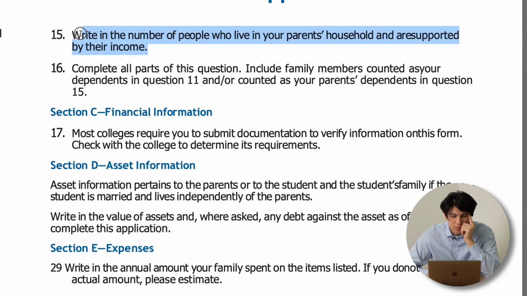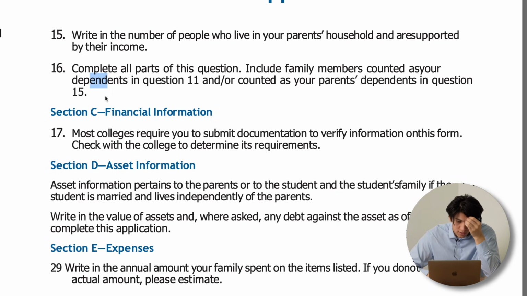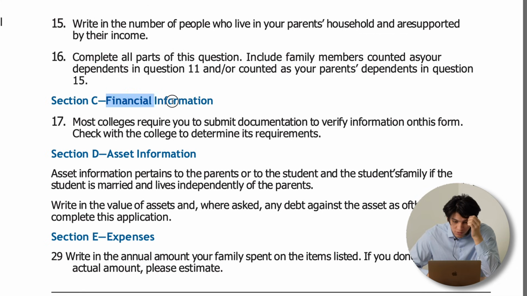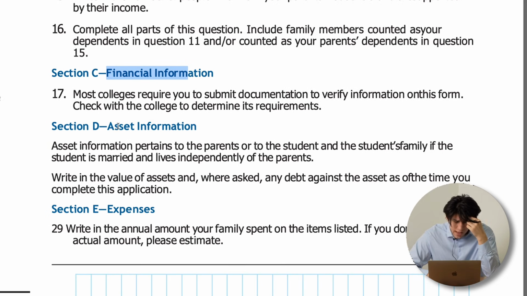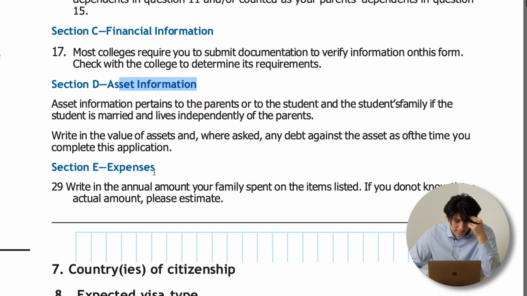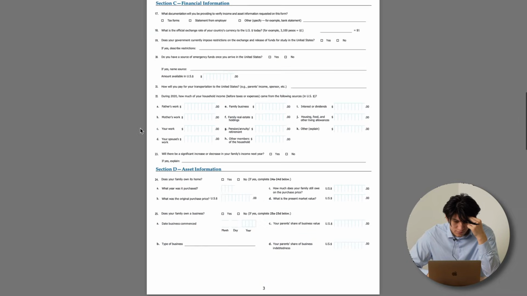Write the number of people who live with your parents and are supported by their income. Complete all parts of this question. Include family members counted as your dependents in question 11 and counted as your parents' dependents in question 15. And then financial information. Each college is required to submit documentation to verify information on this form. Check with this college to determine its requirements. Asset information, what they have, and expenses. And then lastly, they have this one.